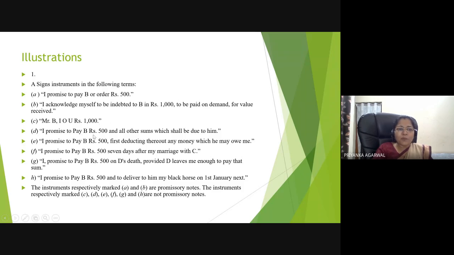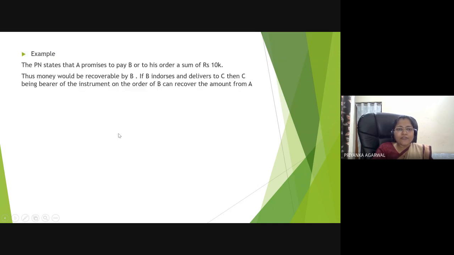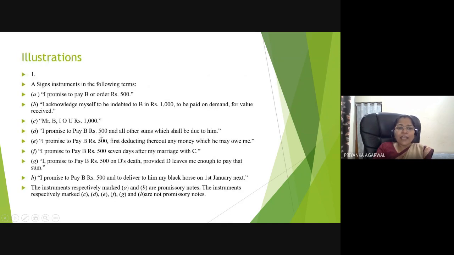Again, "I promise to pay B rupees 500 and all other sums which shall be due to him." If it is mentioned here 500 and all other sums, what does it indicate? There is no certain sum of money, right? So again, this is not a valid promissory note, because the amount should be certain. Again, "I promise to pay B rupees 500, first deducting thereout any money which he may owe me." Again, this is not a certain sum of money, because we don't know how much amount has to be deducted, right?